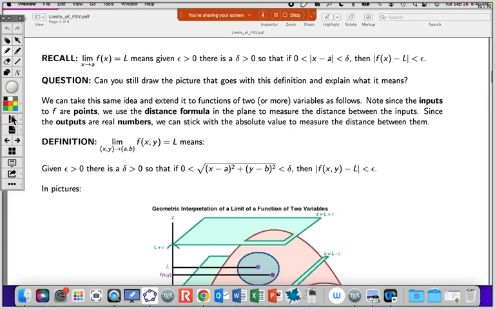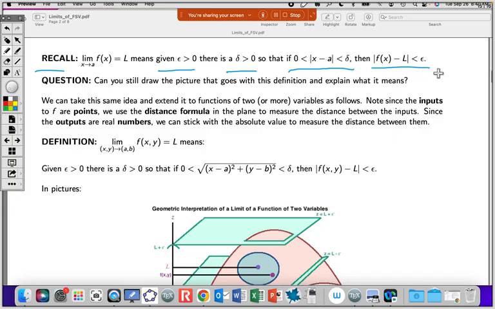Okay, so here's a big recall. Recall the limit as x approaches a of f of x equals L means: given epsilon greater than 0, there's a delta greater than 0, so that if the absolute value of x minus a is between 0 and delta, then the absolute value of f of x minus L is less than epsilon.